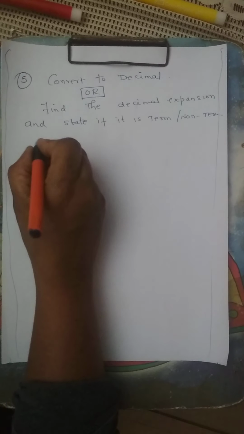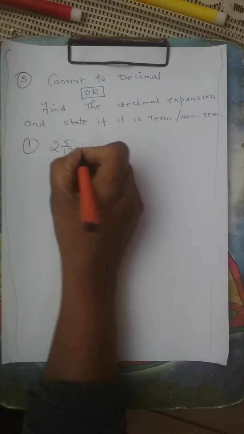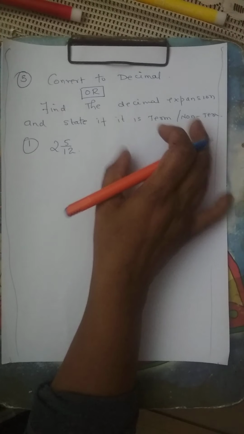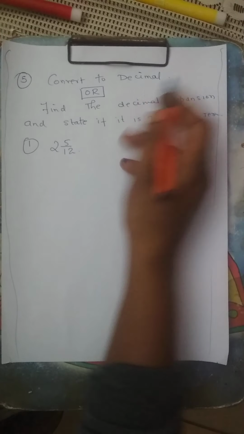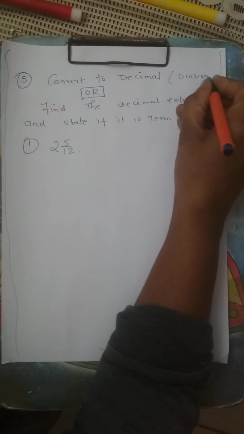So only one question is given here: 2 and 5 upon 12. We have to find the decimal expansion of this. Convert to decimal, I have told you, means division. We have to do division.